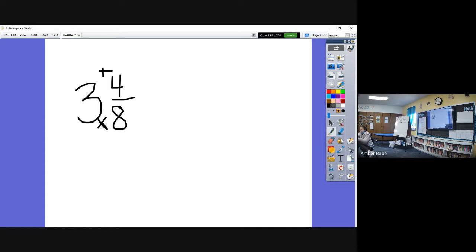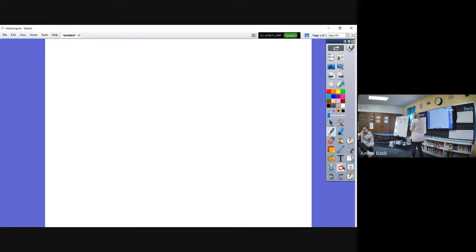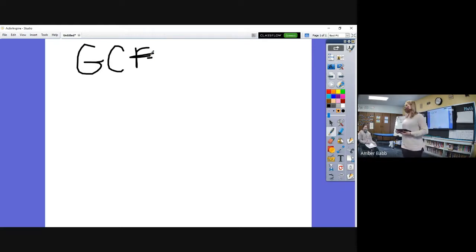All right, next thing, greatest common factor. Greatest common factor is where you find what numbers multiply together. Greatest common factor. Bear with me, this pen is not working so much.